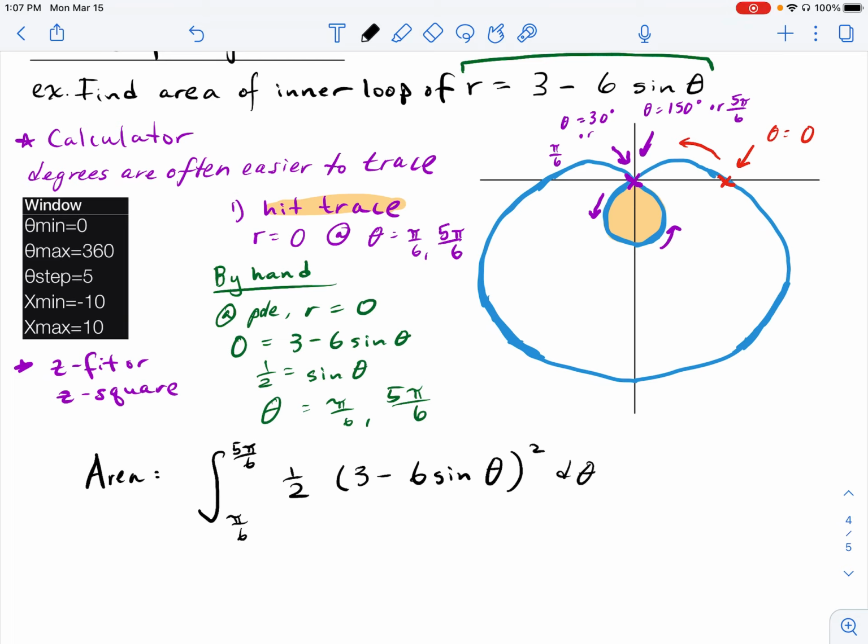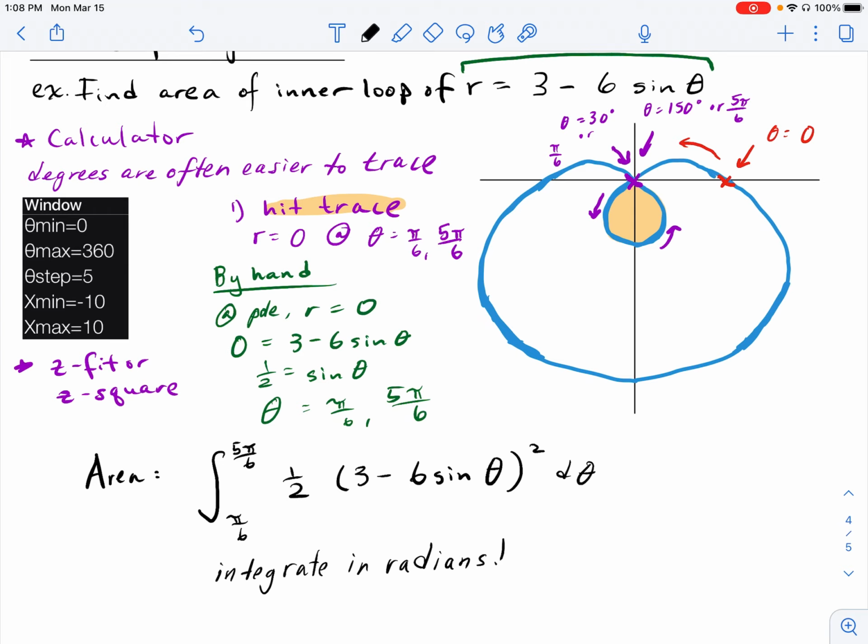Now, before I calculate this, I'm going to pause and mention a couple things. While I had my calculator in degrees so that I could find my interval of integration, when you are integrating using your calculator, you want to make sure that you are in radians. I want to write that: integrate in radians. And this is because when we are integrating with respect to theta, and doing calculus with angles, we want to make sure that we're integrating in radians.